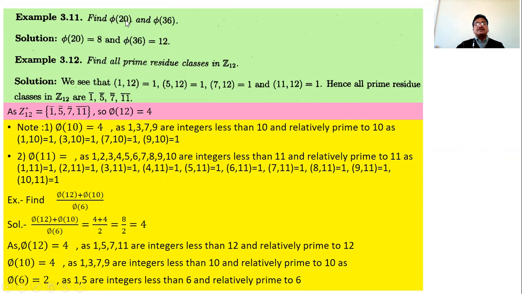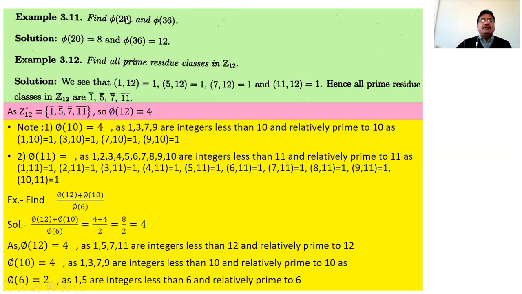So list those integers. What are they? 0 is not relatively prime to 20. 1 is relatively prime to 20. 2 is not relatively prime to 20. 3 is relatively prime to 20. 4 is not relatively prime to 20. Then 5 is not relatively prime to 20. 6 is not relatively prime to 20. 7 is relatively prime to 20. Then 8 is not relatively prime to 20. 9 is relatively prime to 20. 10 is not relatively prime to 20. 11 is relatively prime to 20.